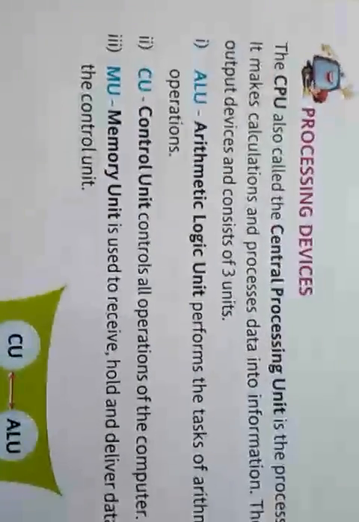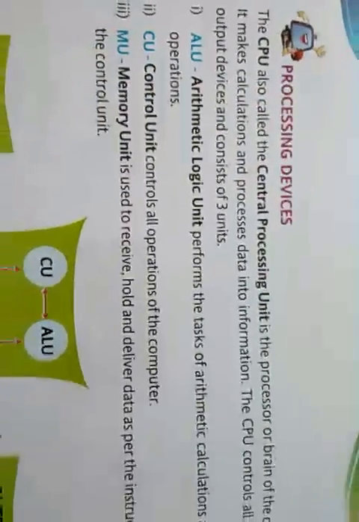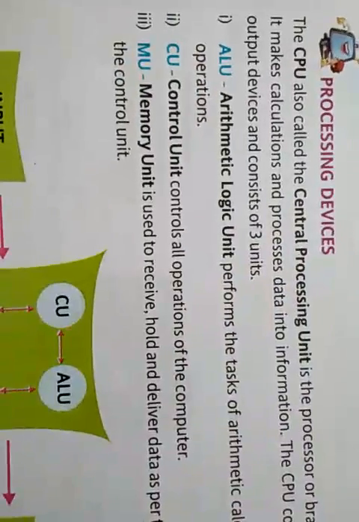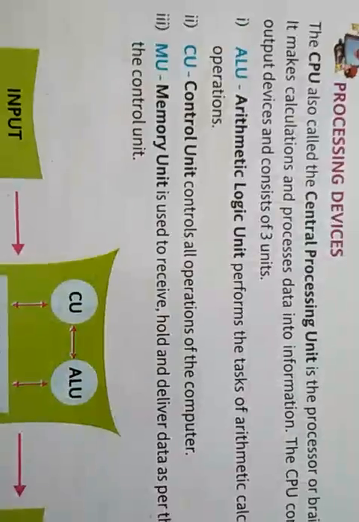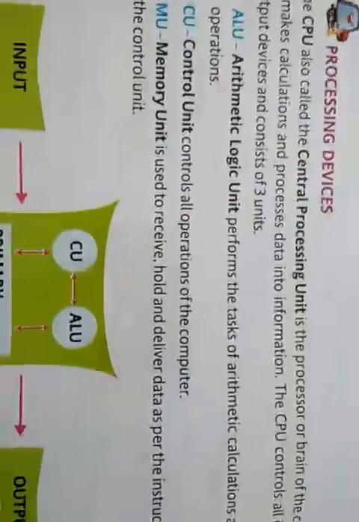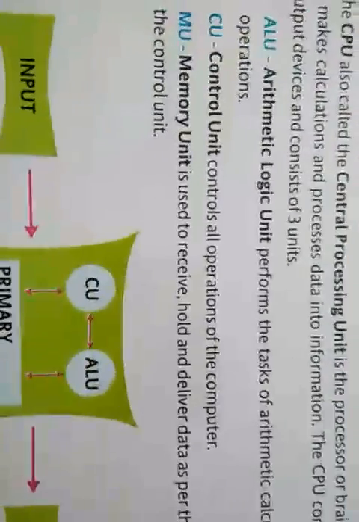So you can see the definitions. ALU is the arithmetic logic unit, which performs the task of arithmetic calculations and logical operations, whereas the CU, control unit, controls all the operations of the computer, and the memory unit is used to receive, hold and deliver the data as per the instructions from the control unit.